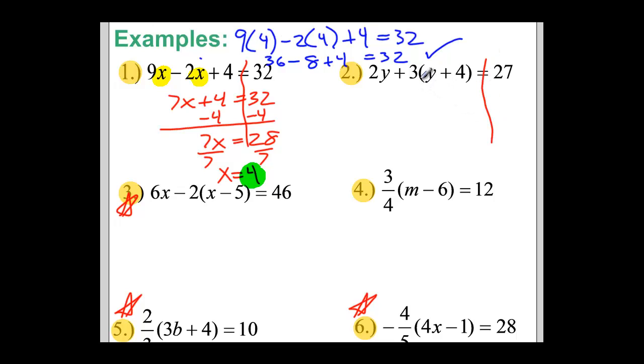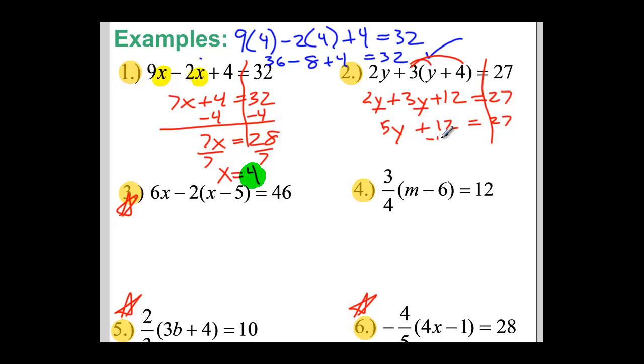Now the first thing I want to do is order of operations. I don't want to have parentheses here, so I'm going to distribute that 3. So 3 times y is 3y, and then 3 times 4 is 12. Now, just like this problem here, we have 2 y's, so I'm going to combine those to get 5y, combining like terms.